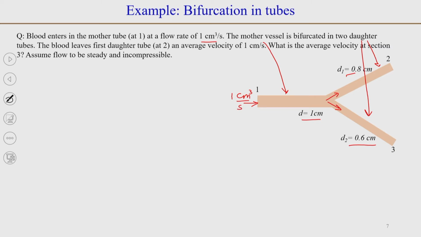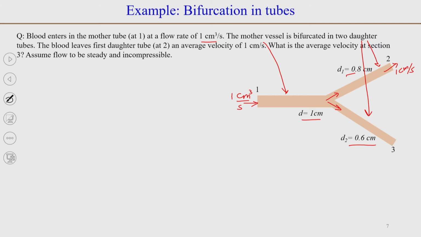The diameters are also in centimeters, and then it says the blood leaves the first daughter tube at an average velocity of 1 centimeter per second. So, the velocity here is 1 centimeter per second.